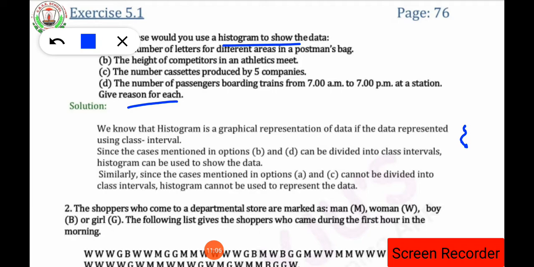Using that data, can we draw a histogram? If yes, we have to give the reason. If no, then also we have to give the reason for that. So is it clear, everyone? Have you understood the question? Now let's see what the answer will be.